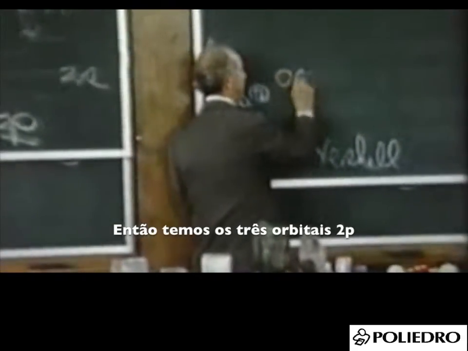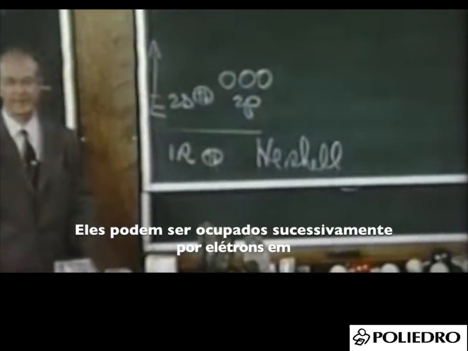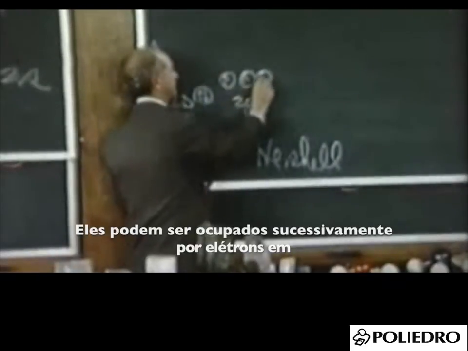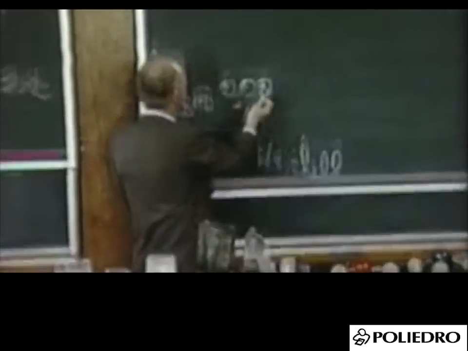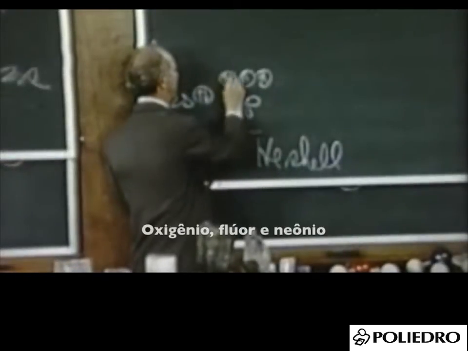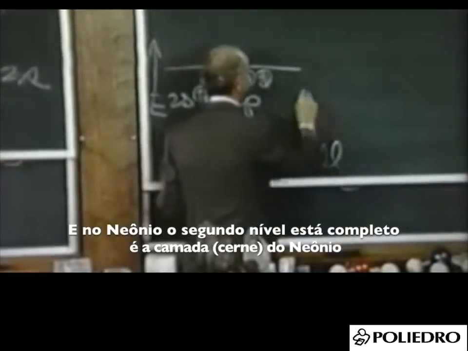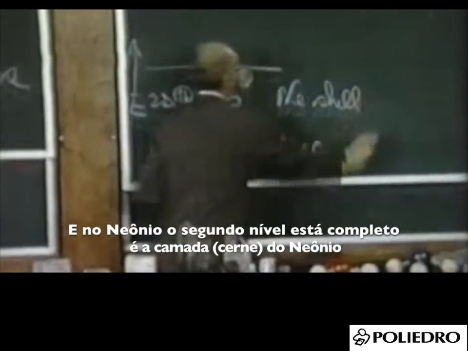Then we have the 3 2p orbitals. They can be occupied successively by electrons in boron, carbon, nitrogen, oxygen, fluorine, neon. At neon, this shell too is completed, the neon shell.